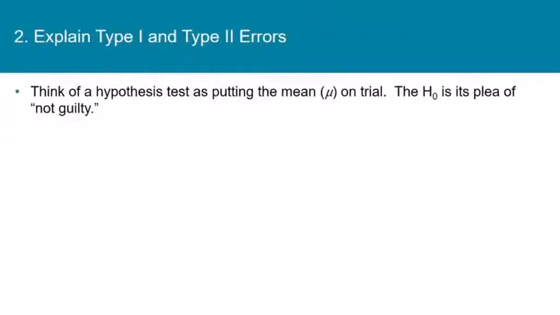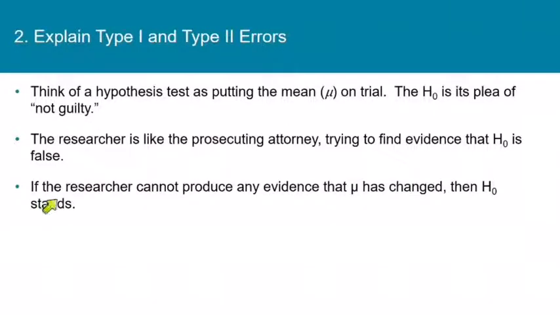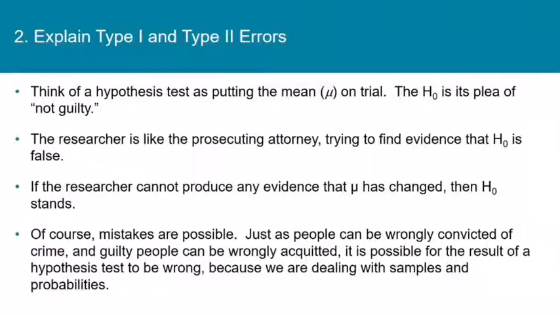Now let's talk a little bit about type 1 and type 2 errors. You can think of the hypothesis test as putting the mean on trial. I'm going to use mu here because that's the only type of hypothesis test that we're actually going to do ourselves. The H naught is the plea of not guilty. Now, the researcher is like the prosecuting attorney, and the researcher is trying to find evidence that H naught is false. So, if the researcher cannot produce any evidence that mu has changed, then H naught stands.